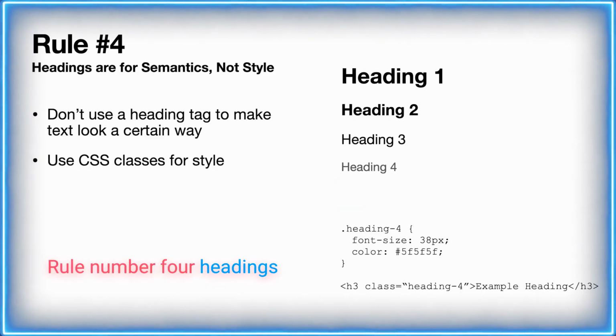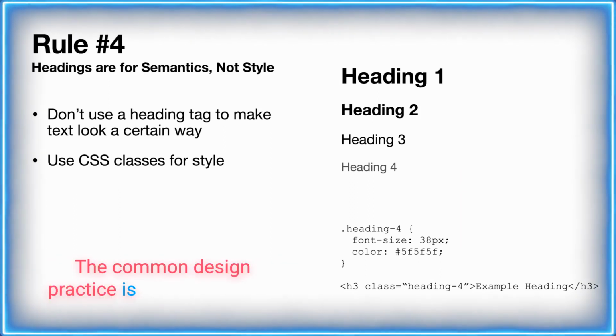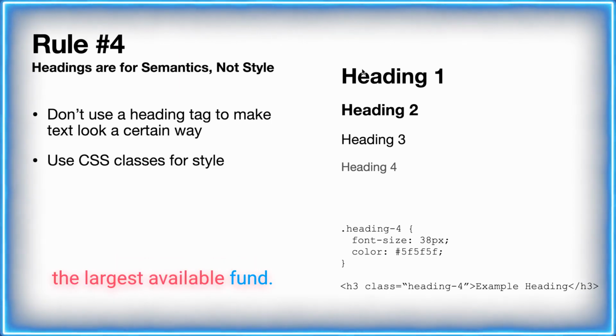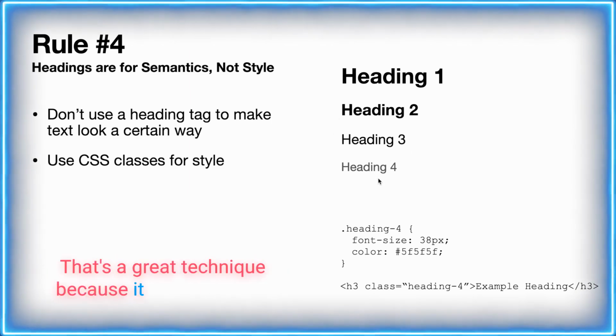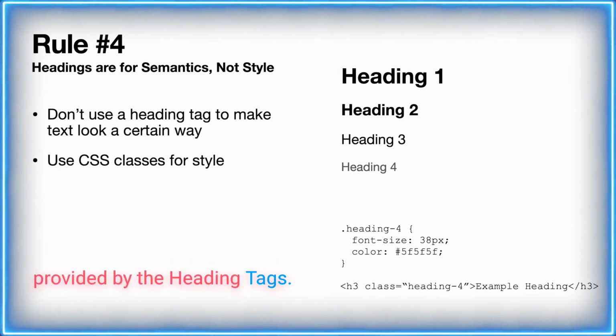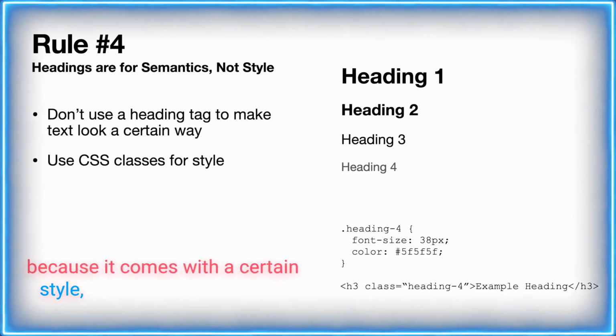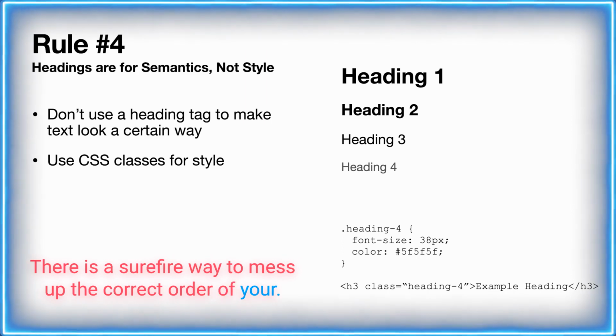Rule number 4, headings are for semantics, not style. Don't use a heading tag to make some text look a certain way. A common design practice is to make H1s the largest available font. Then H2 is a little smaller, H3 is even smaller, and so on. That's a great technique because it helps create a visual hierarchy that matches the semantic hierarchy provided by the heading tags. However, many people will either choose a heading tag because it comes with a certain style, or even worse, they will use a heading tag for text that shouldn't even be a heading. That is a surefire way to mess up the correct order of your headings.